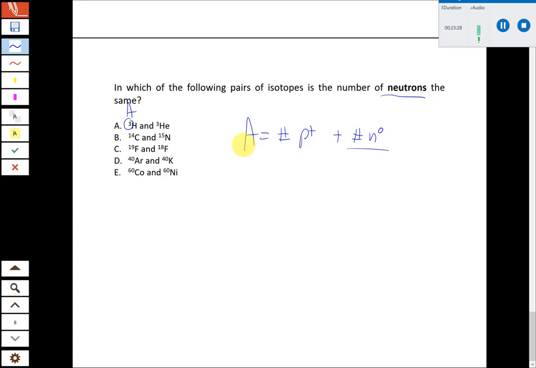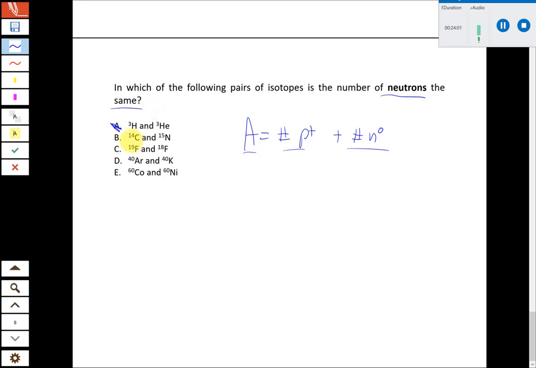Keeping in mind that this relationship exists, the mass number is the number of protons plus the number of neutrons, we can look at some of these and eliminate them right away without even calculating them. So if we look at choice A here, 3H and 3He, they have the same mass number A, but they have different numbers of protons because they're two different elements. And so if they have the same mass number but different numbers of protons, that means they must have different numbers of neutrons. So we don't even have to calculate those. We know they're going to be different from each other. Again, we're looking for the pair that has the same number of neutrons.